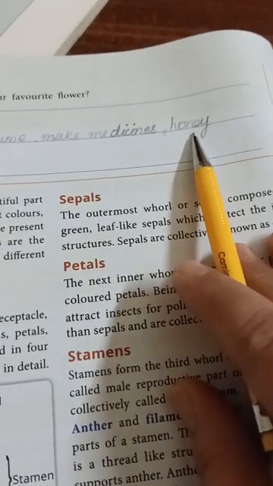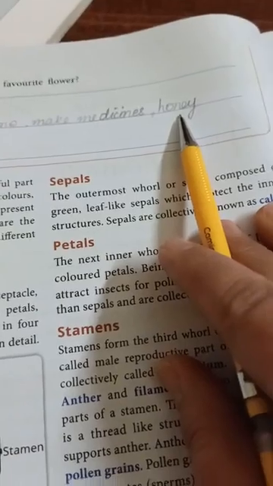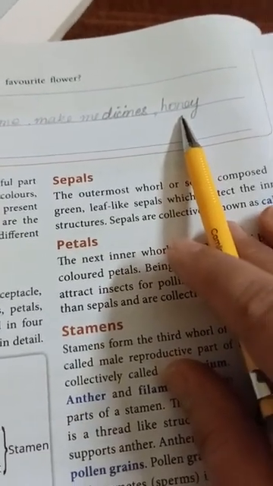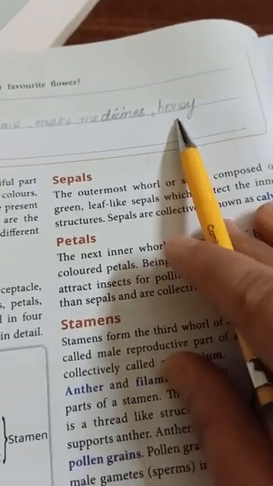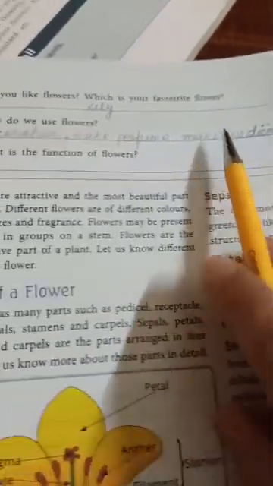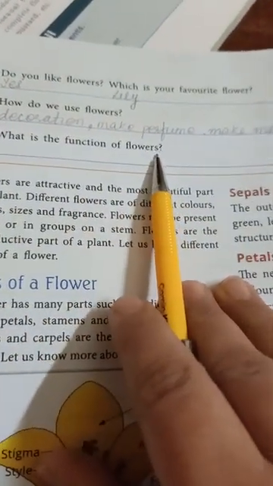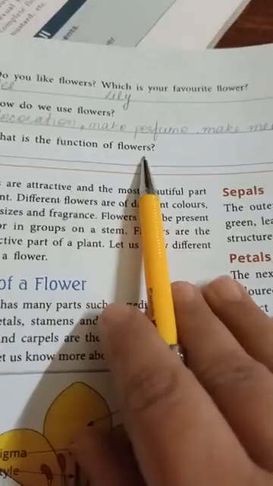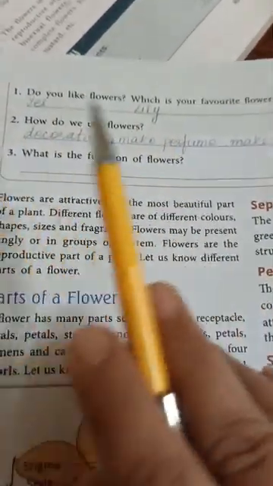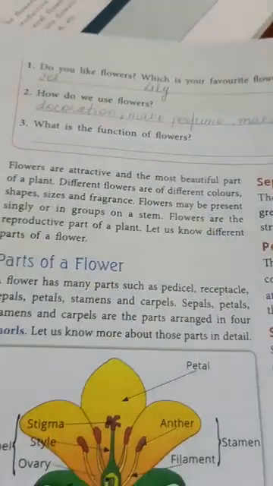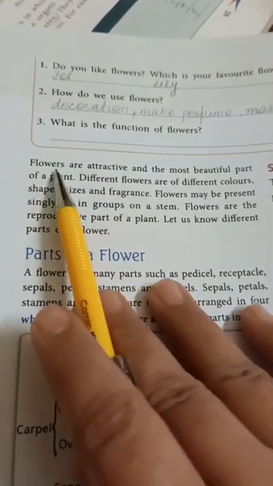Then honey. How do you get honey from flowers? I know you know that bees are responsible for making honey, and bees suck nectar from the flowers, and so we get honey. Now coming to the third question: what is the function of flowers? I'm not going to tell you this answer. I want you to write down this answer over here, but not now, at the end of the chapter when we complete it. So let us start with the chapter now.